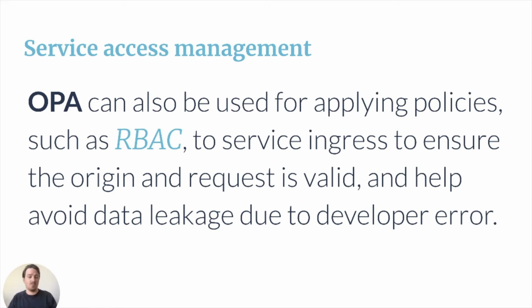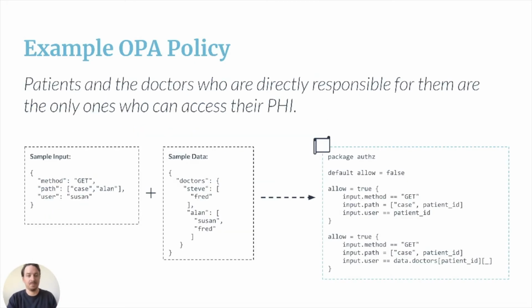And this is not necessarily due to malicious intent. Often it's just a mistake, and how you can put policies in place that can really support engineers to avoid these kind of issues. And here we've got an example OPA policy. And this one specifically allows only patients and the doctors who are directly responsible for those patients being the only ones who can access this personal health information.